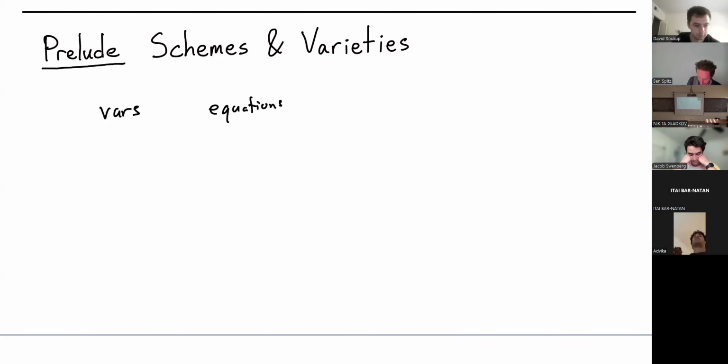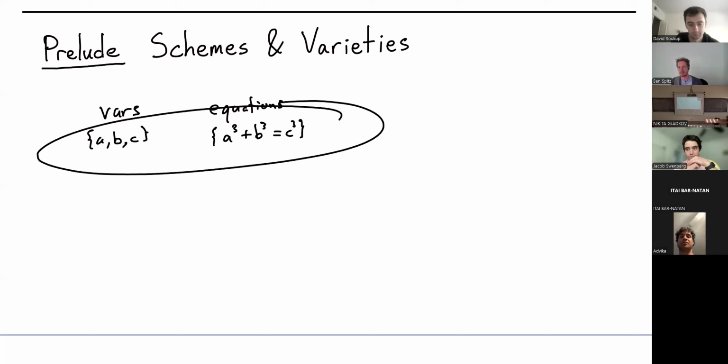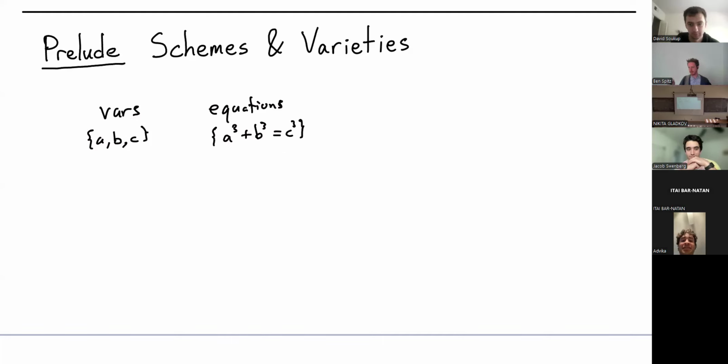So for example, maybe my variables are called A and B. Or actually, let's do a fun example. Maybe my variables are called A, B, and C. And I have only one equation, which says A cubed plus B cubed equals C cubed. Okay. This pair of variables with equations defines a scheme in some way. And that's really what the data of a scheme is. It's where you have variables and equations.